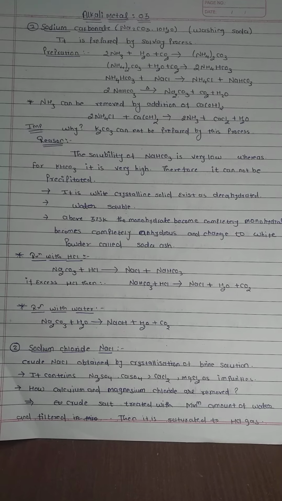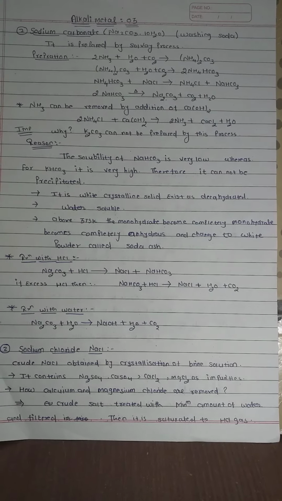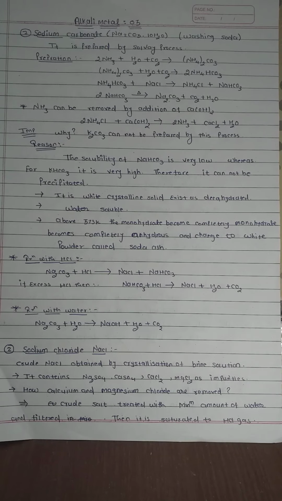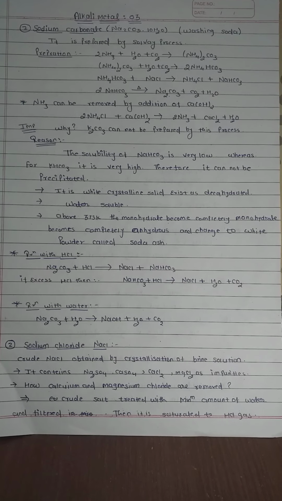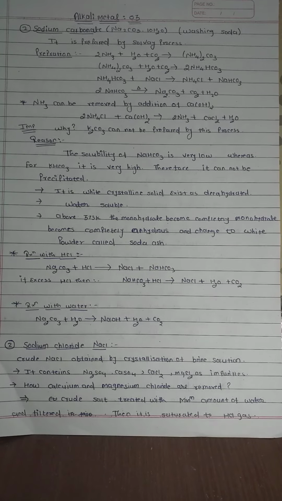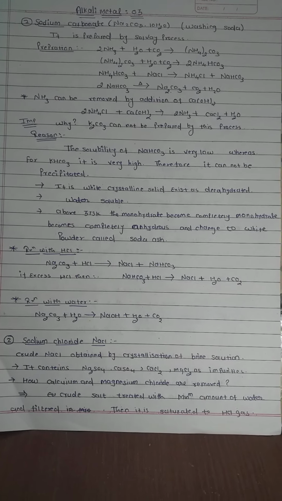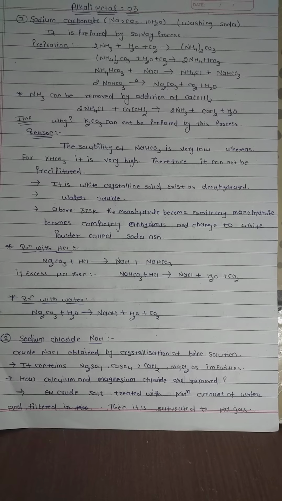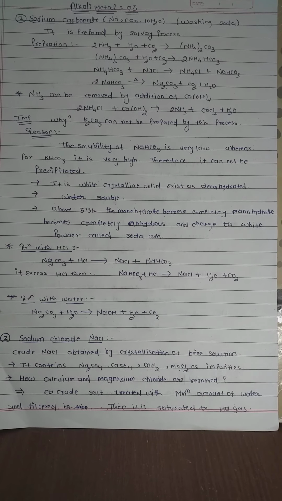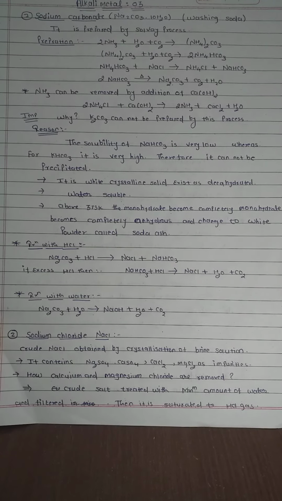And the third point, above 373 Kelvin, the decahydrate becomes completely anhydrous. That means the water is removed from Na2CO3·10H2O, and it changes to a white powder which is called soda ash. So this can easily be asked in objective examinations, that when sodium carbonate is heated to 373 Kelvin, it changes to what? It changes into a white powder which is nothing but soda ash.